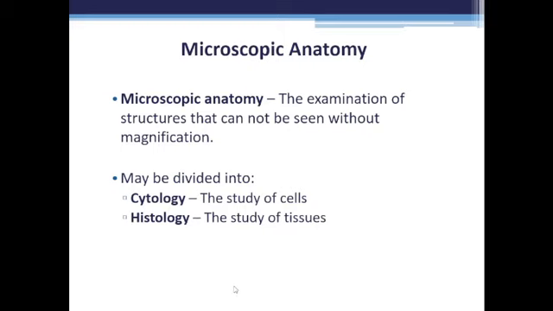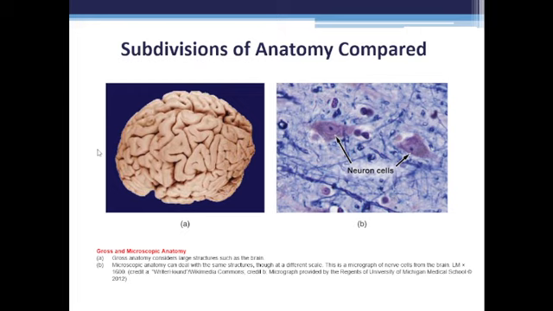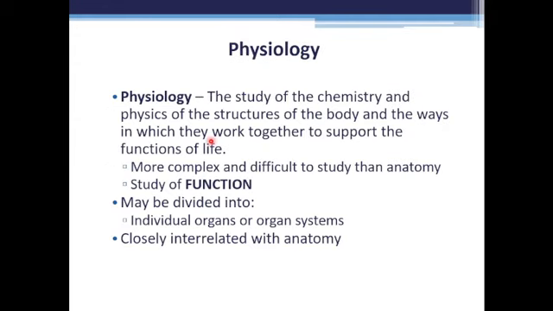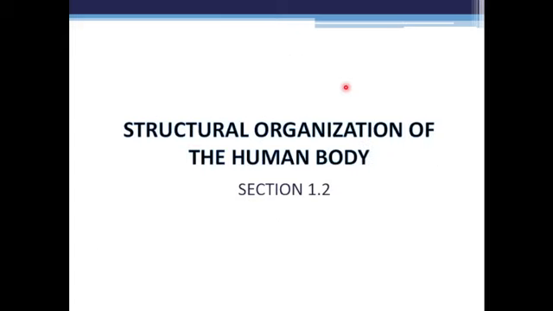So we talk about that. Cytology, study of cells; histology, study of tissues, because here's a comparison. This is the brain, this is the neuron cells. Next is physiology. That's the study of functions of an anatomy. So let's go on to our main topic here: structural organization of the human body.